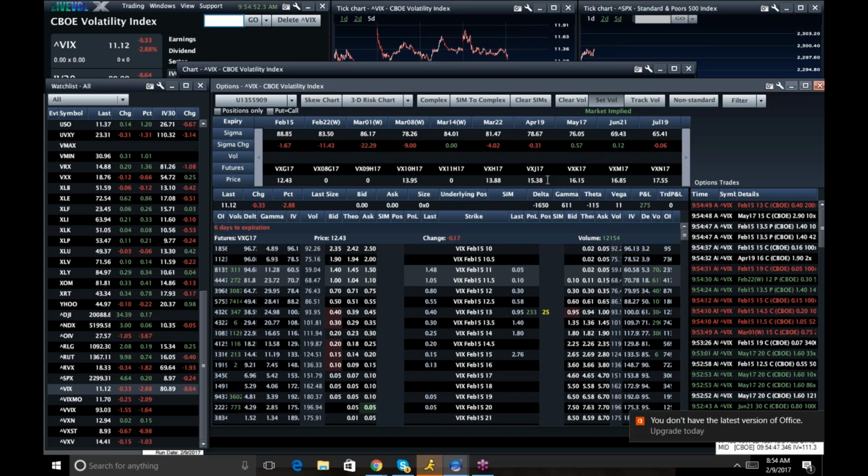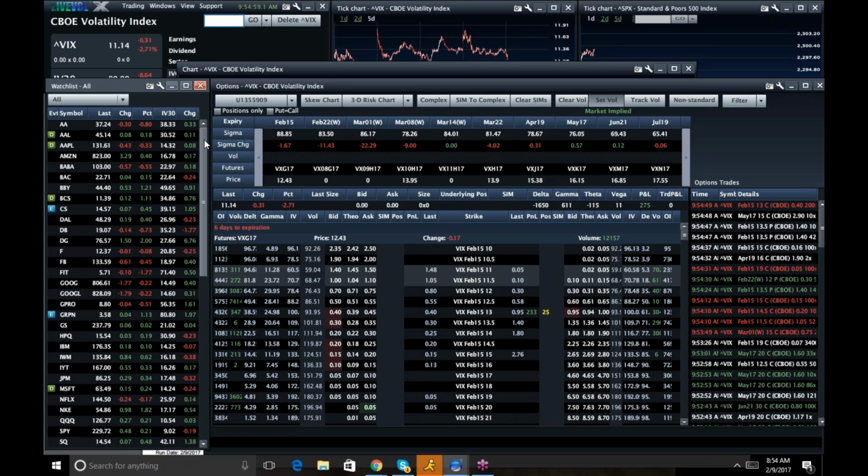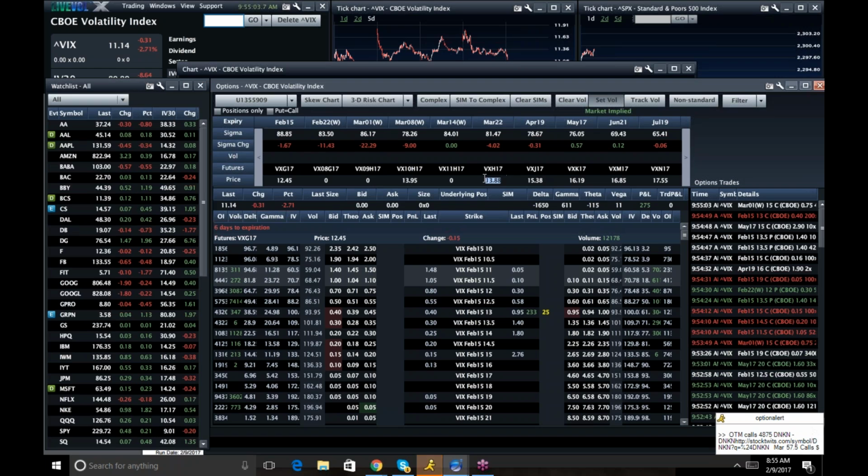That's the way I view overall volatility right here, and where I think there's money in these trades. All right, so April is probably fairly priced. March looks too cheap.